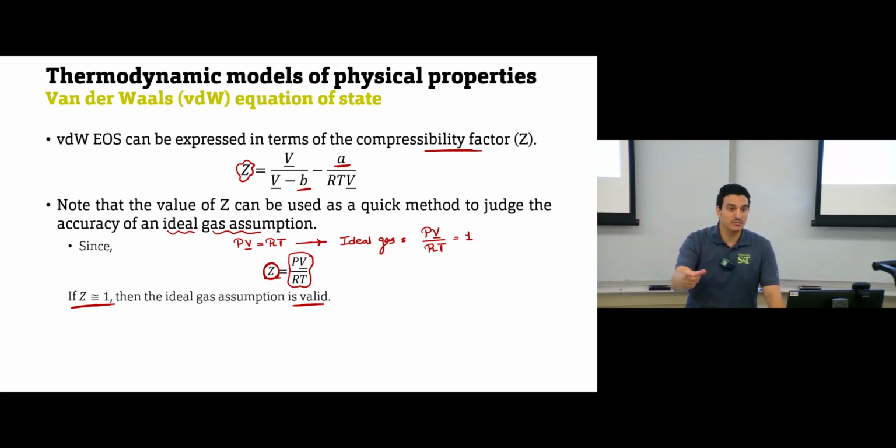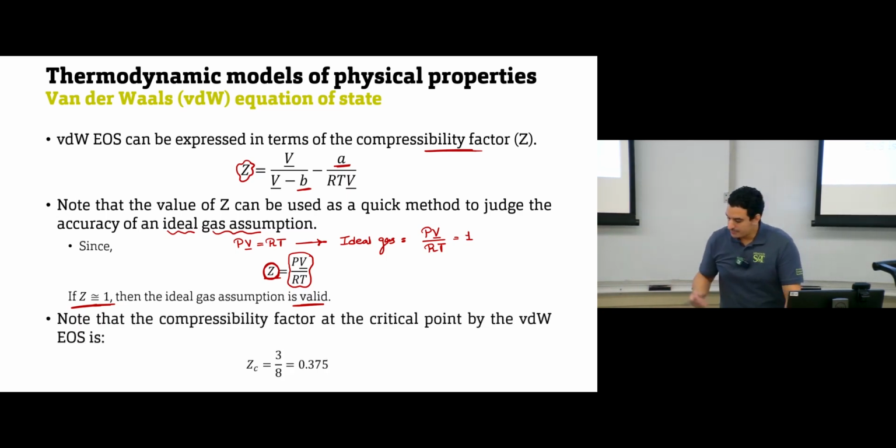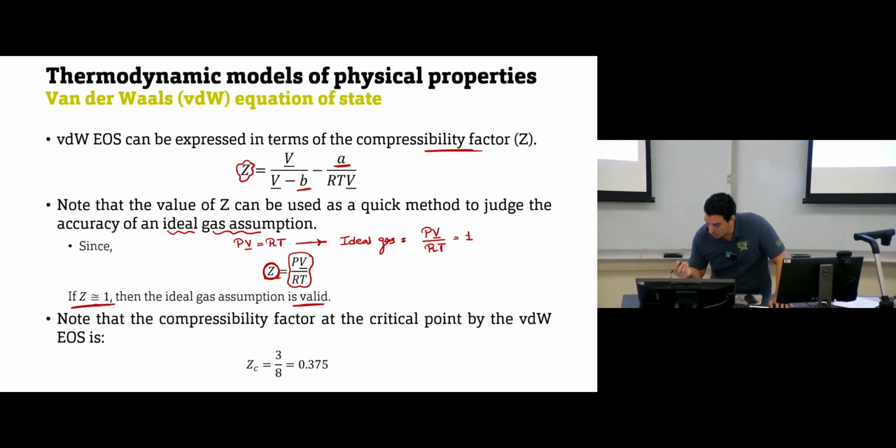So if you need numbers, calculate Z. If Z is close to 1, use ideal gas. If Z is away from 1, don't use the ideal gas. Clear? Okay. We have one of the important parameters.